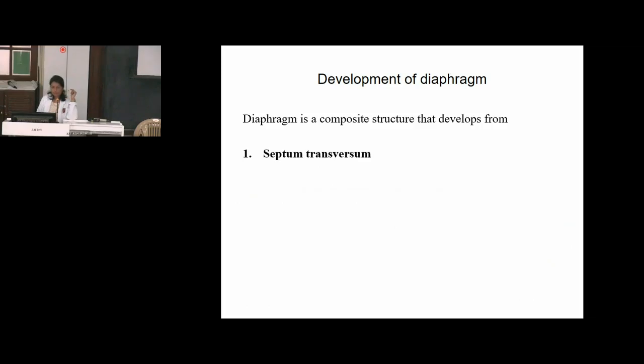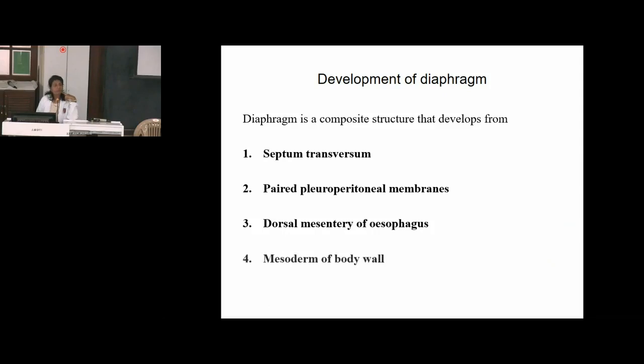First is the septum transversum, then the paired pleuroperitoneal membranes, the dorsal mesentery of the esophagus (we have seen the primitive gut and dorsal mesentery, right?), and the mesoderm of the body wall. How is the mesoderm of the body wall responsible here? See, as the lung is growing, the costodiaphragmatic recess is formed towards the lateral side. It is deepened down, and that lateralmost part of the diaphragm is formed from the mesoderm of the body wall. That we'll see further.